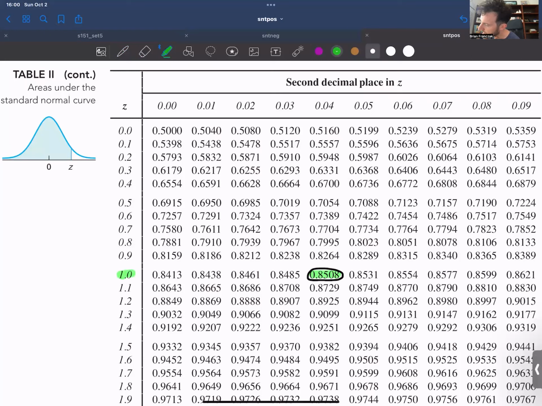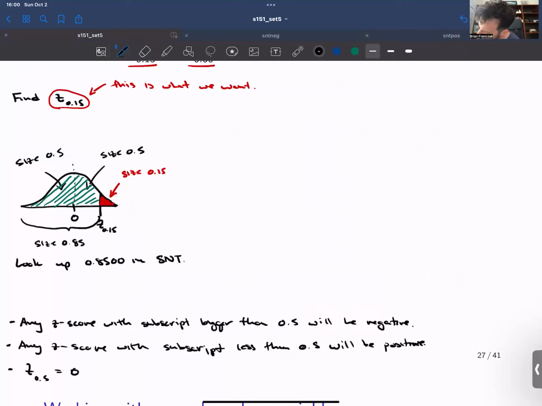Okay, so now we come out to the axes. We come out to the axis this way to get 1.0, and we come out to the axis this way to get 0.04. So this means that the z-score that has 0.15 of the area to its right is 1.04.